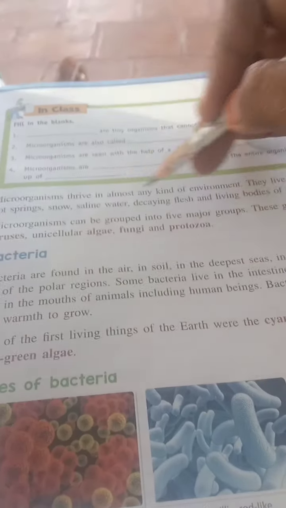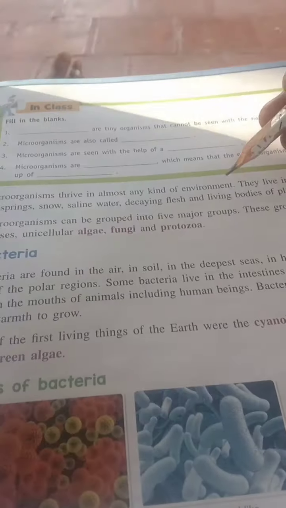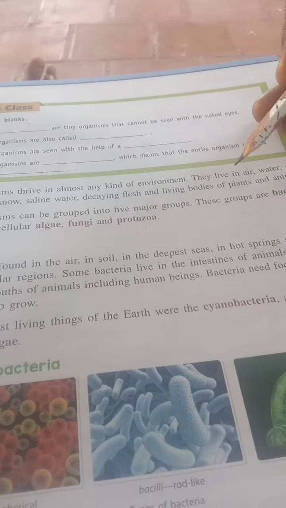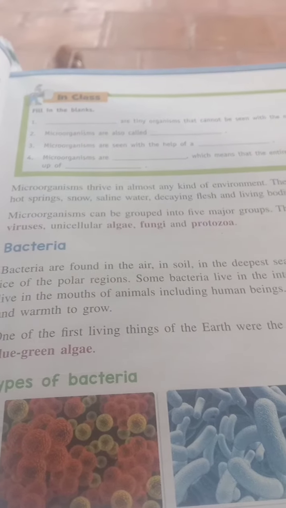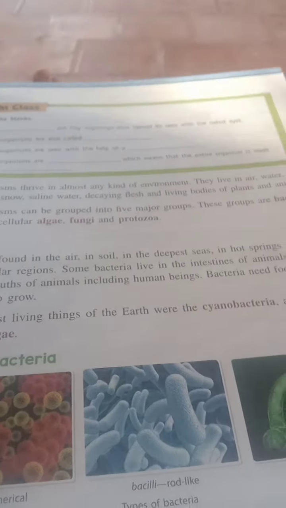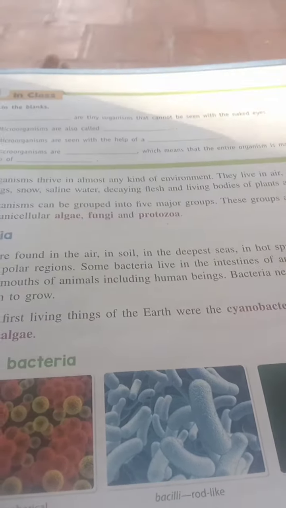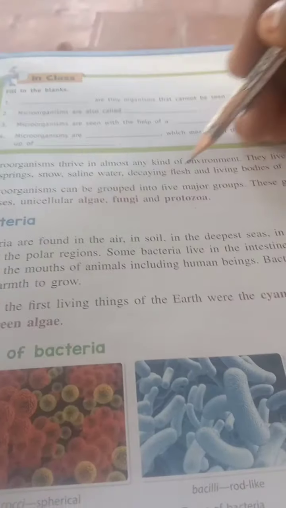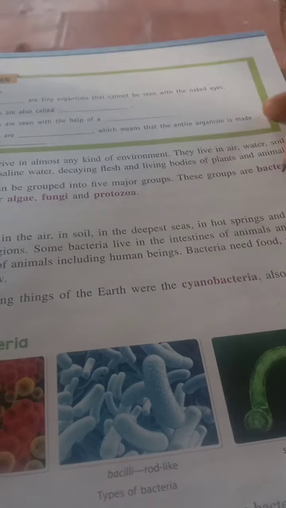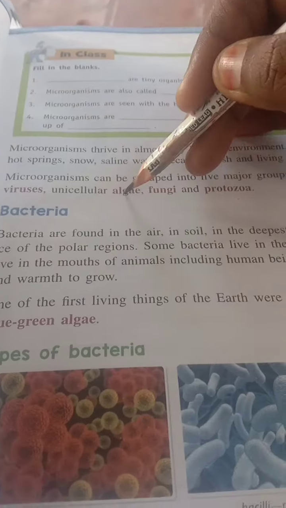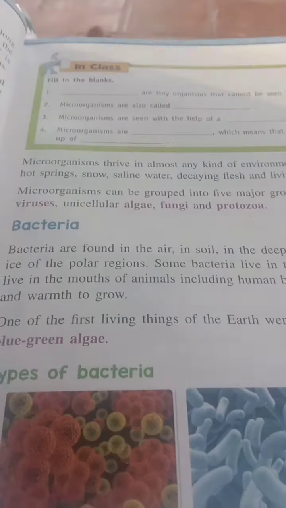Microorganisms spread through the environment. They live in air, water, hot springs, snow and saline places. They exist everywhere. There are five major groups: bacteria, virus, unicellular algae, fungi and protozoa.